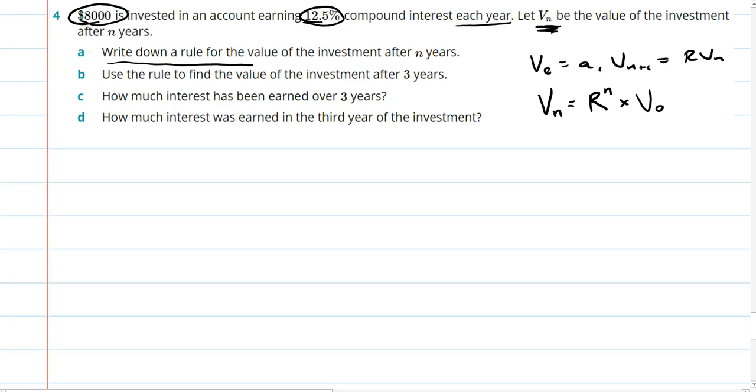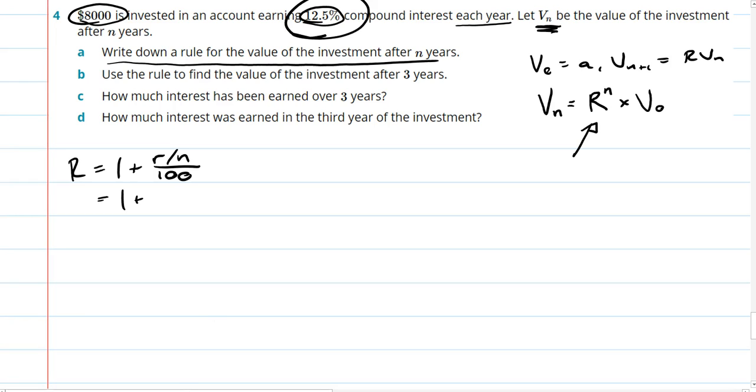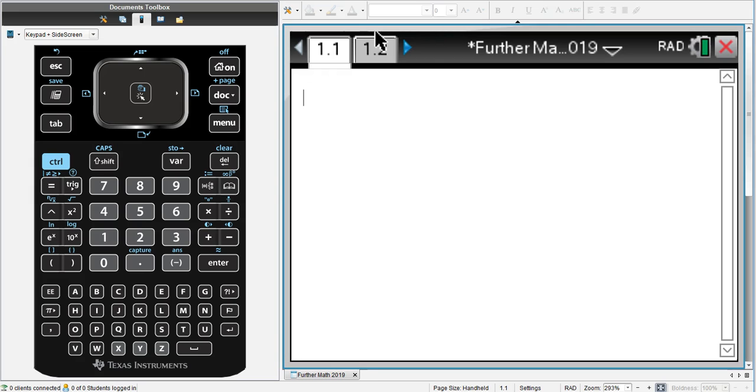So when we write down a rule for the value of the investment, we need to know R, which again is still 1 plus little r over n over 100, and we need to know V0. So the capital R rate, this time 1 plus 12.5 divided by, there's no extra compounding period, so it's just 1, over 100. And don't be afraid to go to the calculator on that.